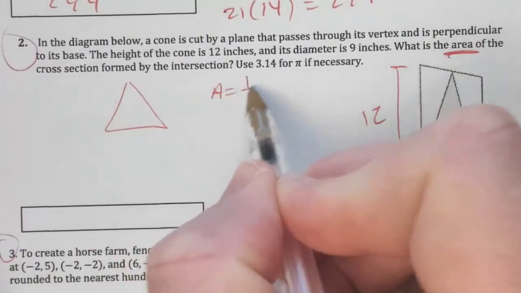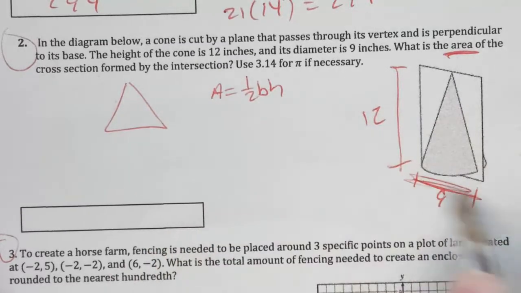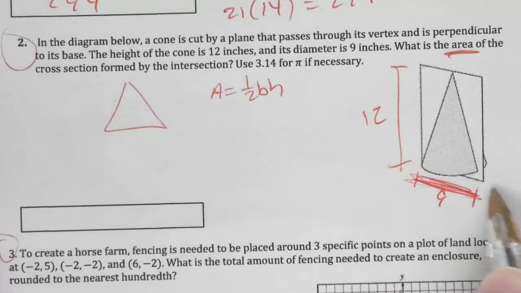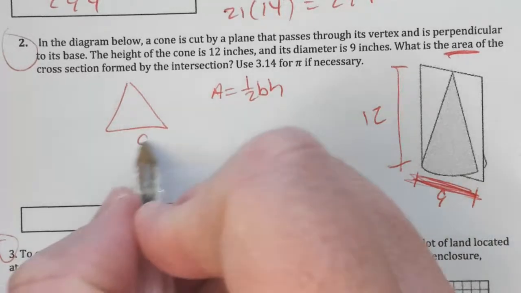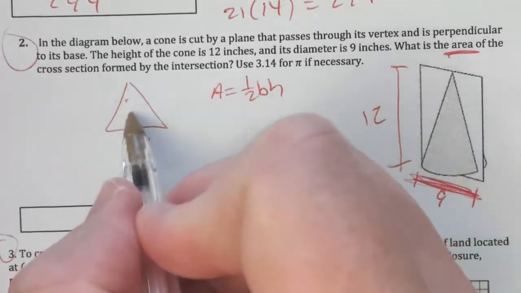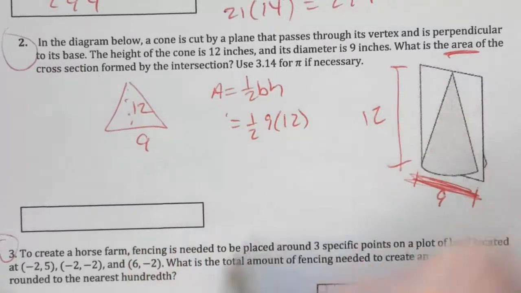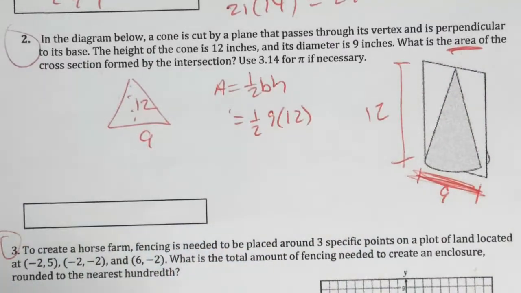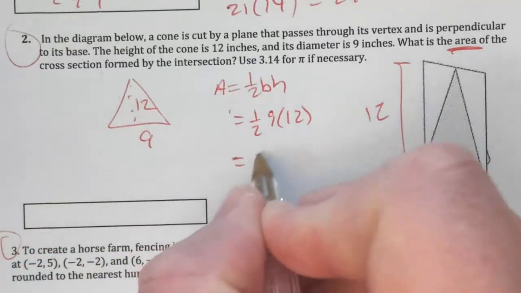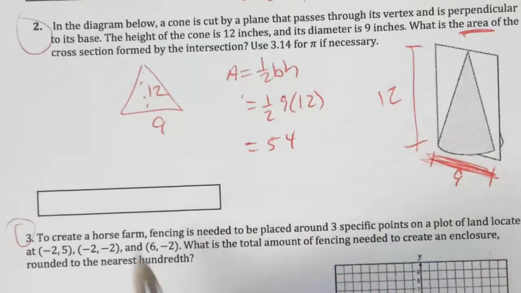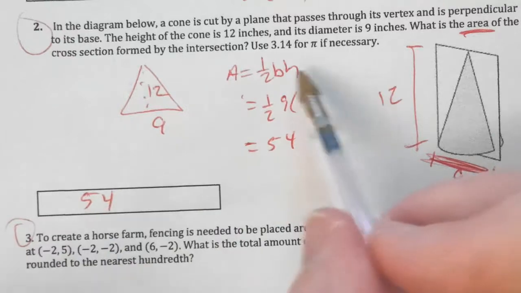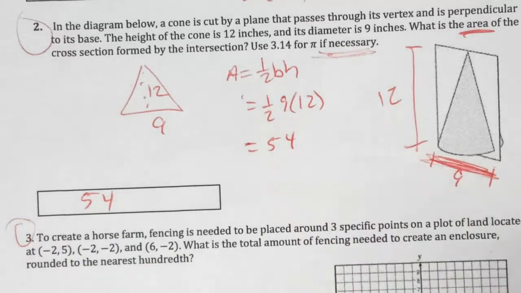Area is 1/2 base times height. And the base all the way across, well, it's all the way across the circle, and all the way across the circle was 9. And the height was 12. So it's 1/2 times 9 times 12, and we pop out with 54. And that's your answer, 54. That's all we wanted. And if necessary, use 3.14 for pi. We didn't need it at all, which is lovely.